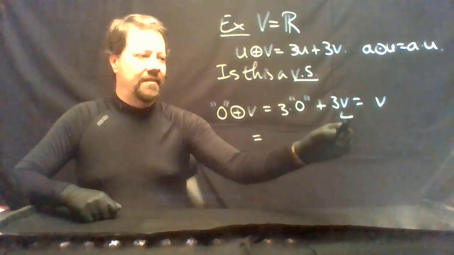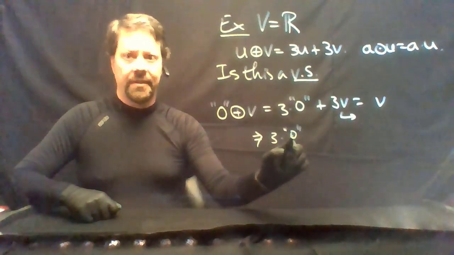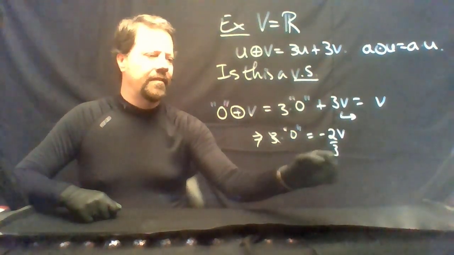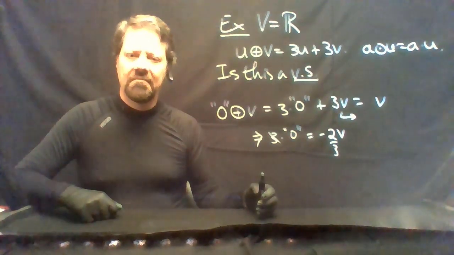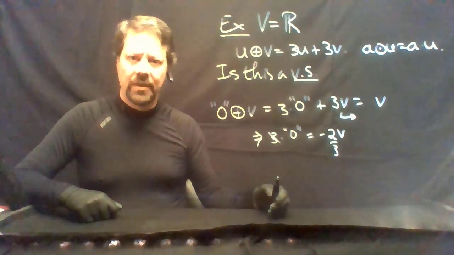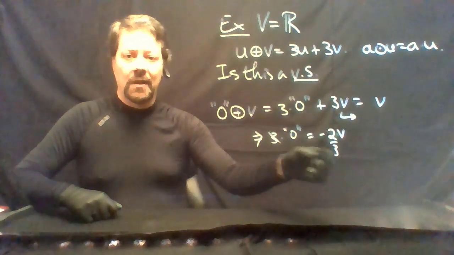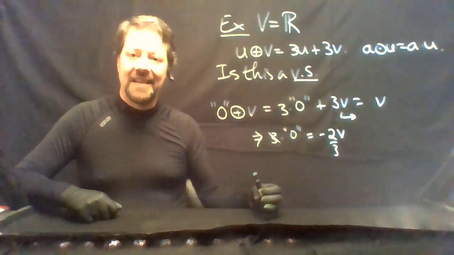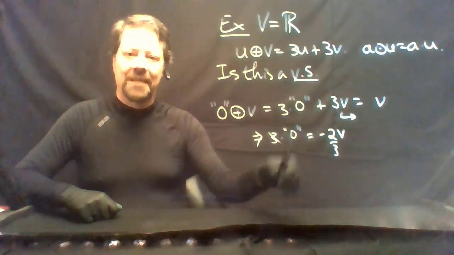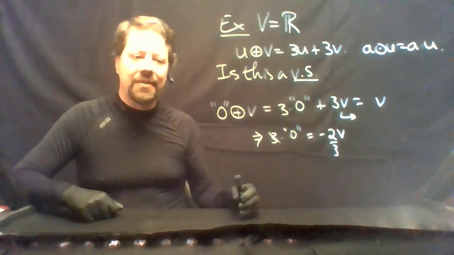You can see that you'd have 3 times whatever this 0 is, we don't know what it is, minus 2v, and you can divide the 3 off. Would 0 always be negative 2/3 v? What if v is 0? Would 0 equal 0? What if v is 1? Would 0 be negative 2/3? Do you get a different 0 depending upon the number that you're working with? Doesn't that kind of defy the whole notion of 0?